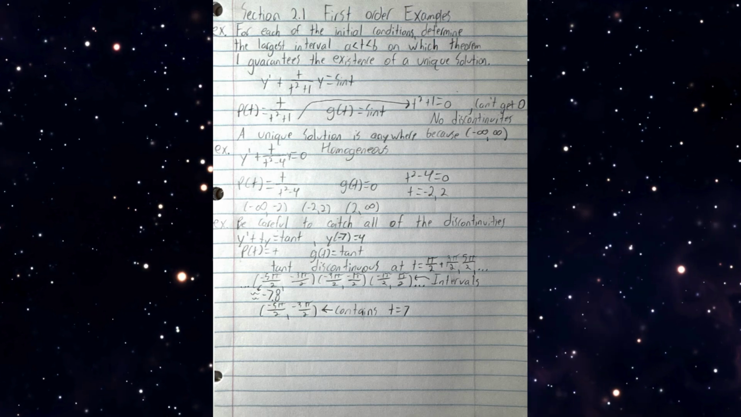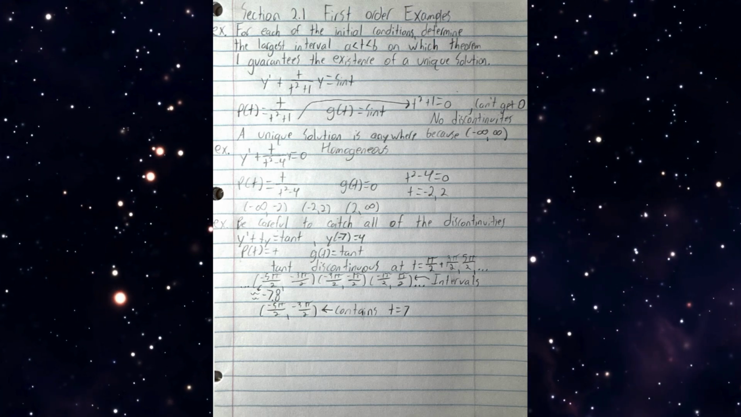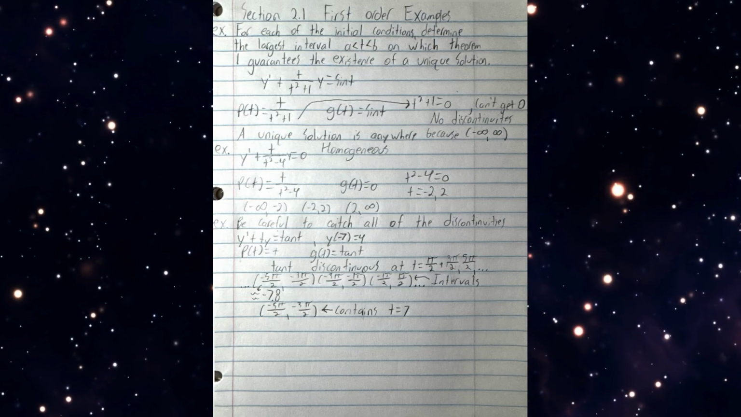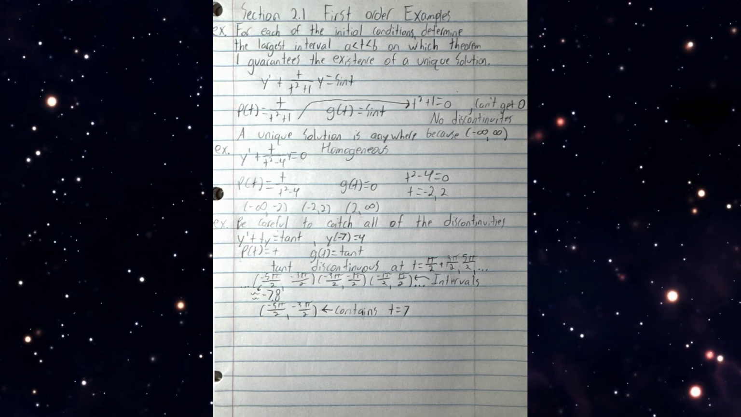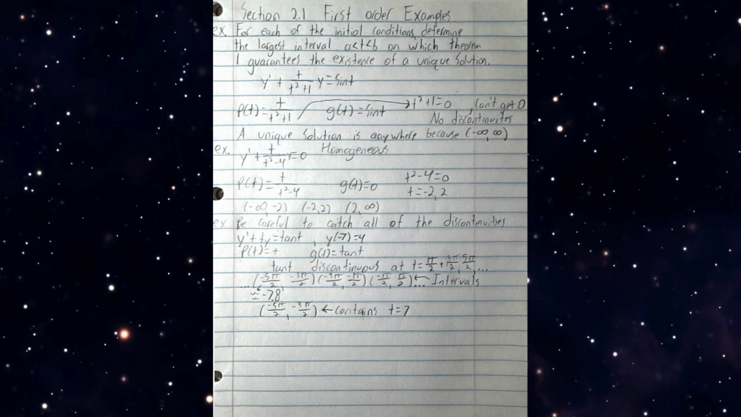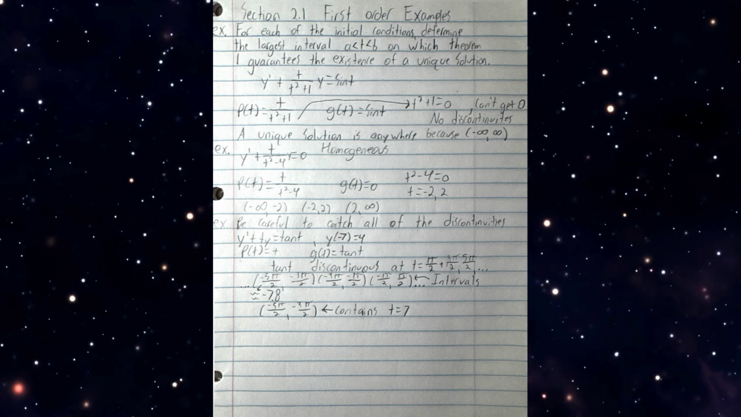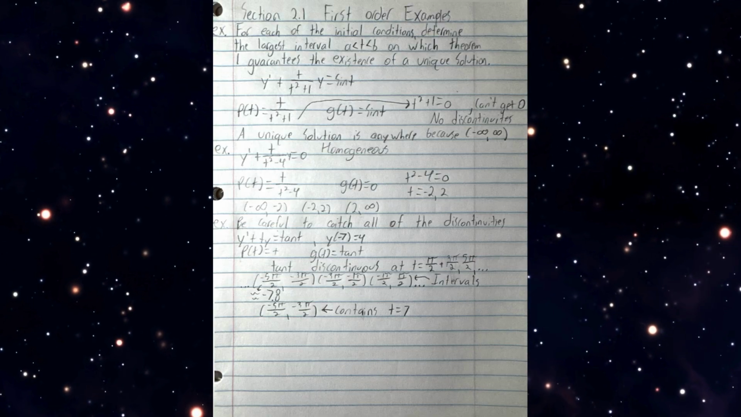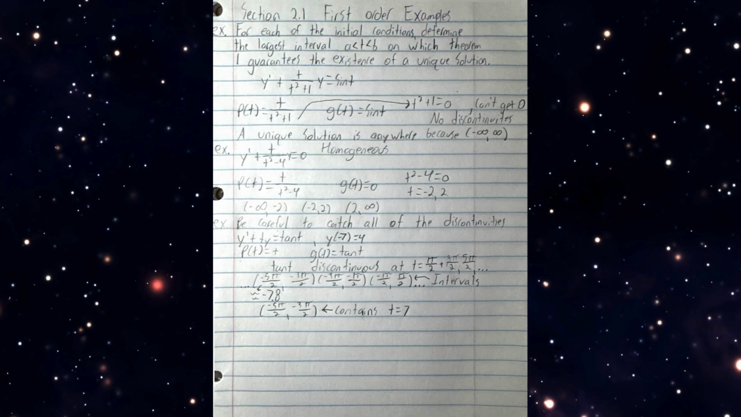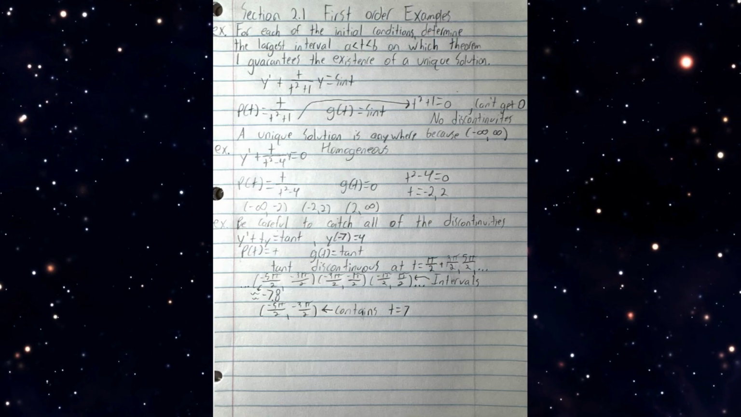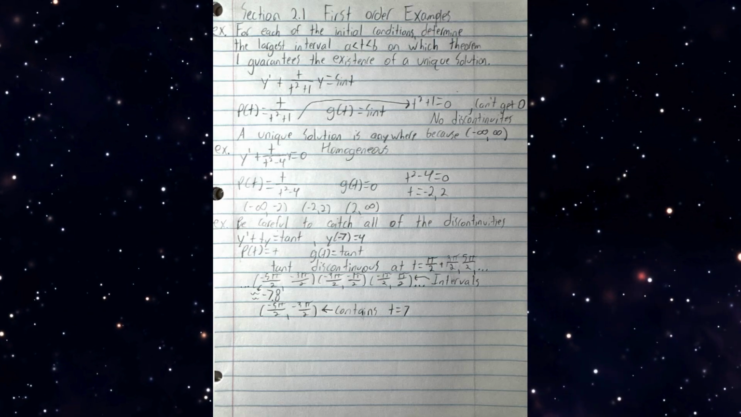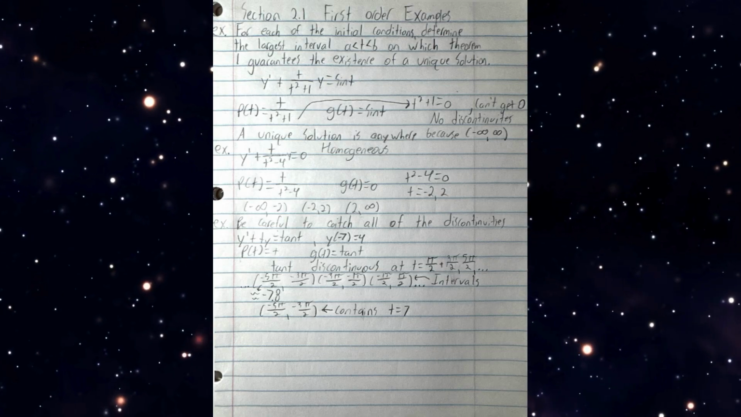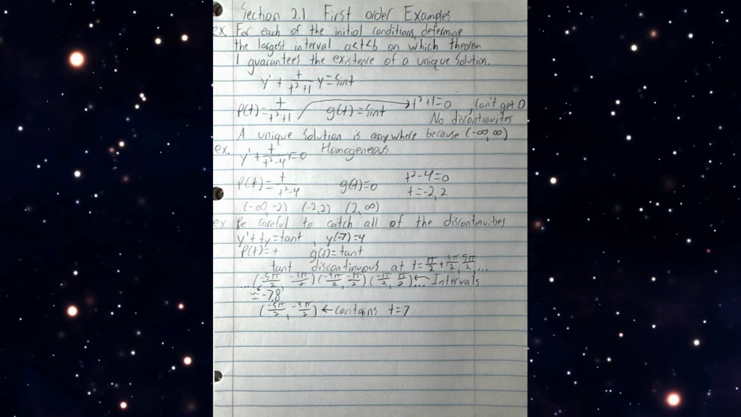Moving on to our next example, we have for each of the initial conditions, determine the largest interval a is less than t is less than b, on which the theorem guarantees the existence of a unique solution. And we are given the problem y prime plus t divided by t squared plus 1 times y equals sine of t. It's important to note that this is non-homogeneous as well because it is equal to something.